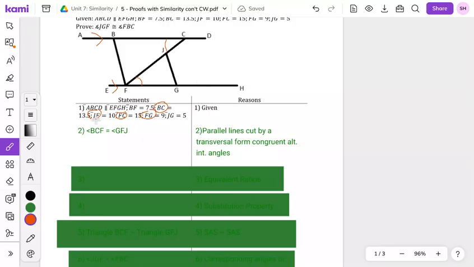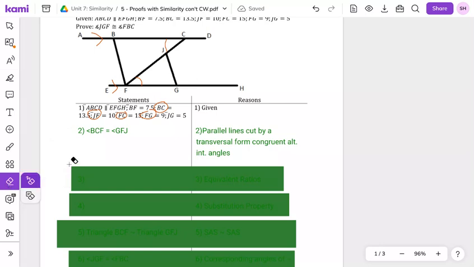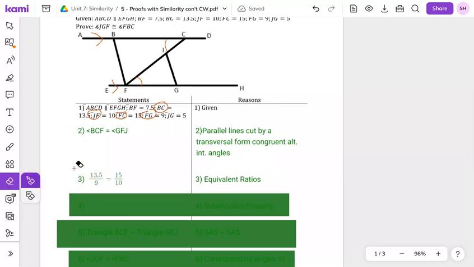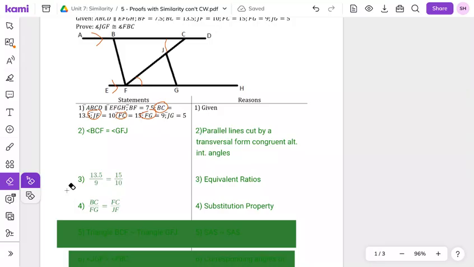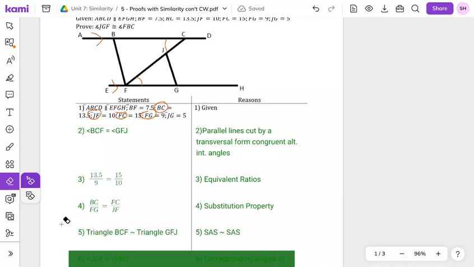But what I'm going to do is look at the number values associated with those, and I'm going to be able, with the reason of the fact that just in mathematics you can have ratios that end up being equal, to set up a comparison. 13.5 over 9 is equal to 15 over 10. And because those are equivalent ratios, with a substitution property, I'm allowed to say that BC can compare to FG, and that will equal the comparison between FC and JF. And that's going to allow me to now have side angle side similarity.